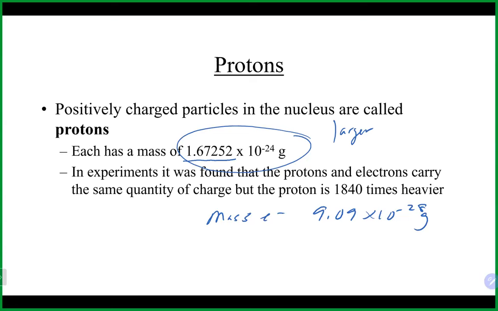So it was found that basically a proton is about 1,840 times heavier than an electron. And that also helps with Rutherford's idea that the nucleus is most of the mass of the atom, because the protons are found in the nucleus, and each proton in there is about 1,800 times heavier than any electron that's flying around. And that makes sense that the nucleus would then be most of the mass of the atom rather than the electrons.